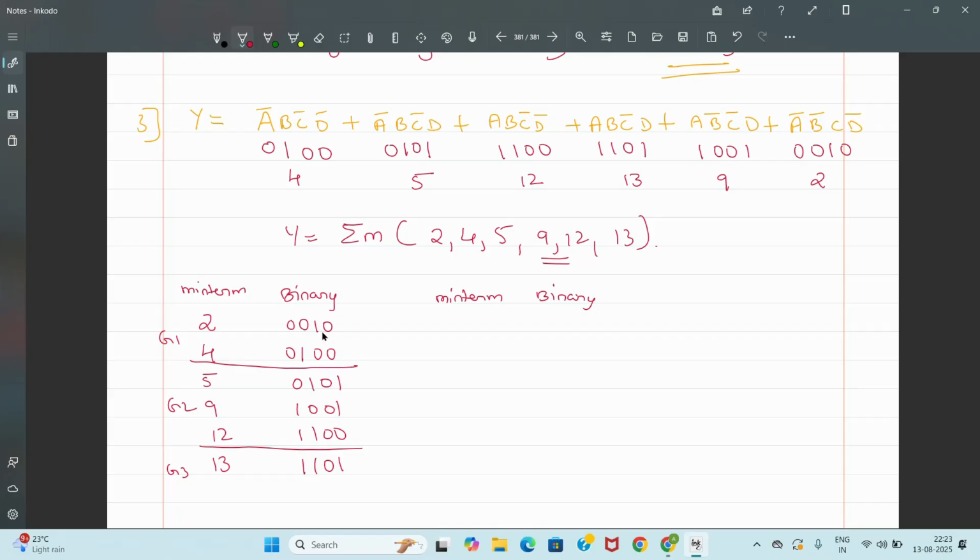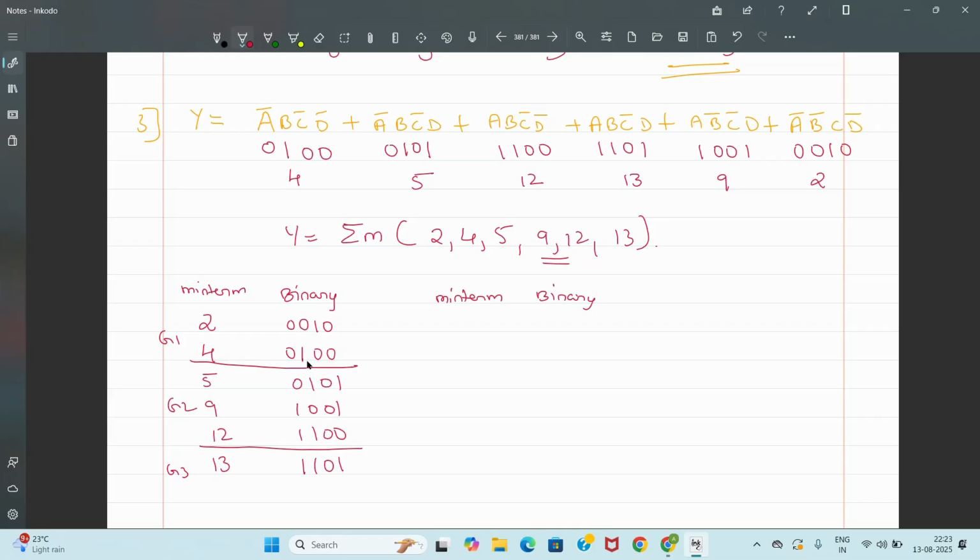So I can combine 2 and 5? Not possible. 2 and 9 is also not possible. 2 and 11 are also not possible. So you cannot group 2 with any of these numbers, so you have to leave it as it is.